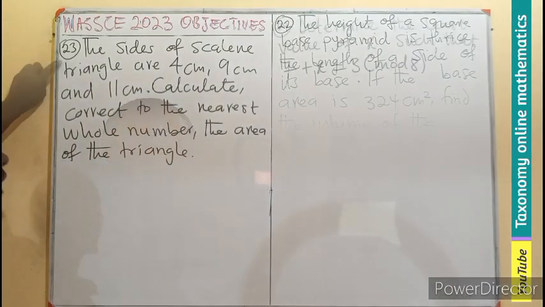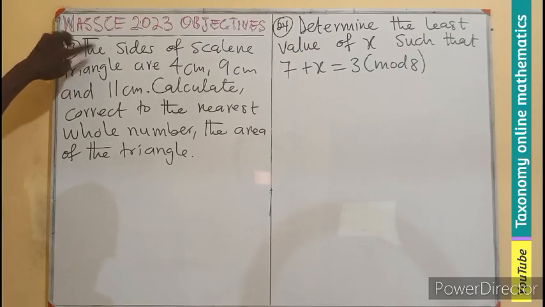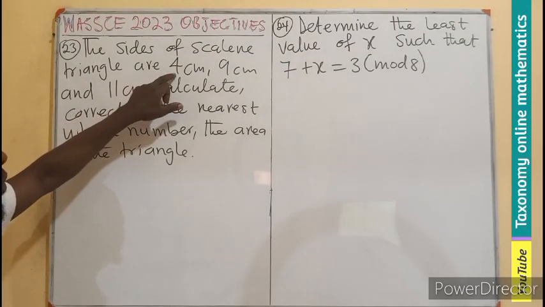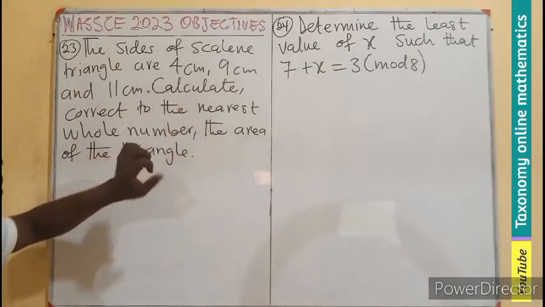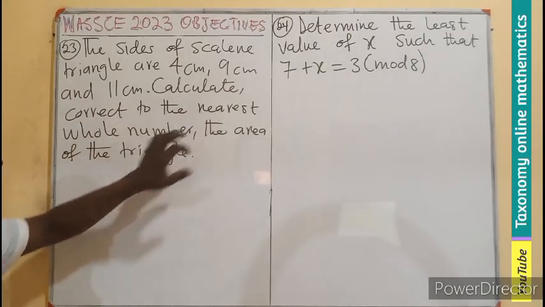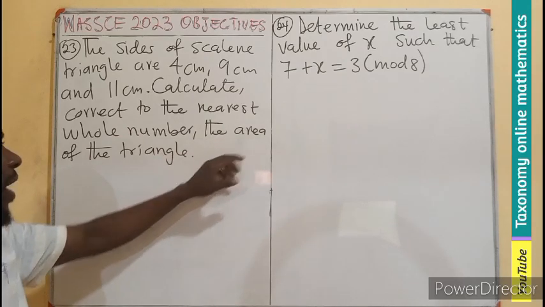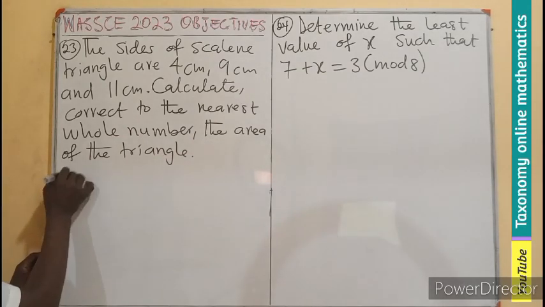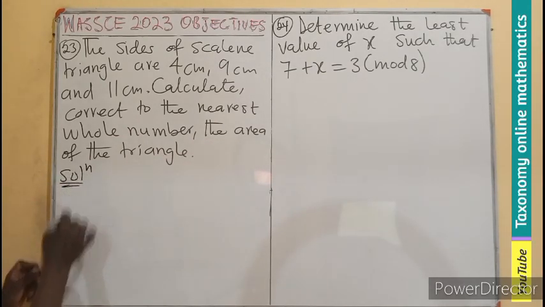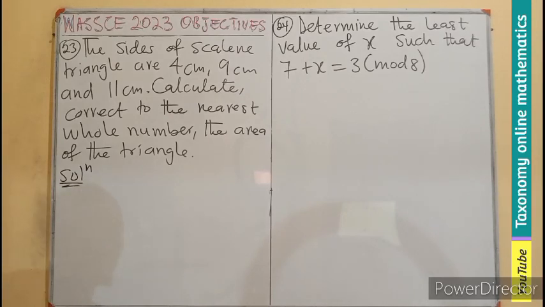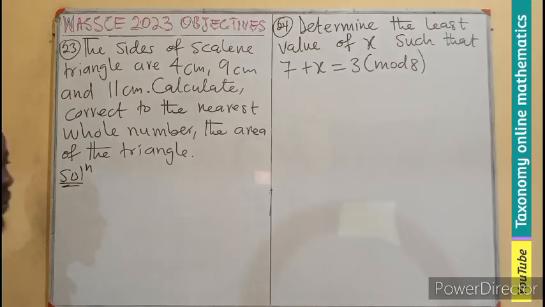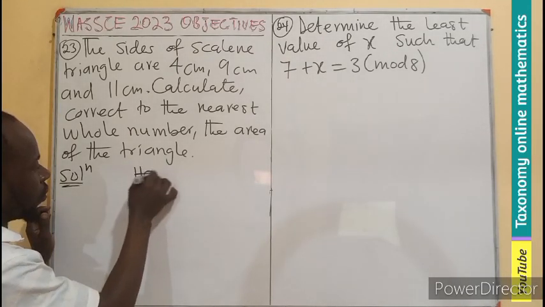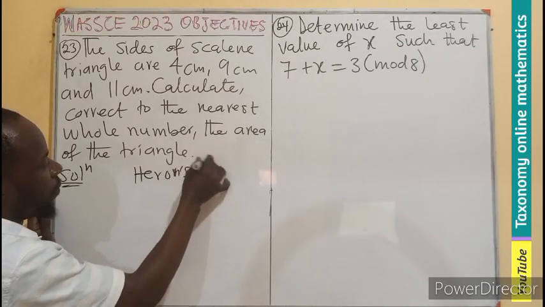Question 23. The sides of a scalene triangle are 4 centimeters, 9 centimeters, and 11 centimeters. Calculate, correct to the nearest whole number, the area of the triangle. If you check one of my videos under mensuration 1, I explain how to calculate the area of a scalene triangle using Heron's formula.